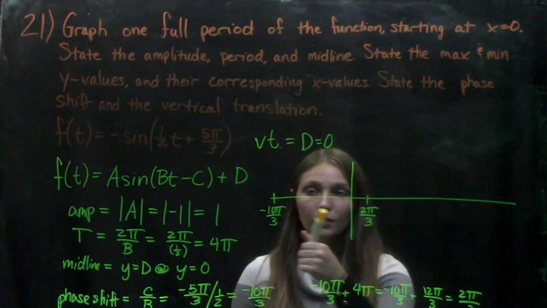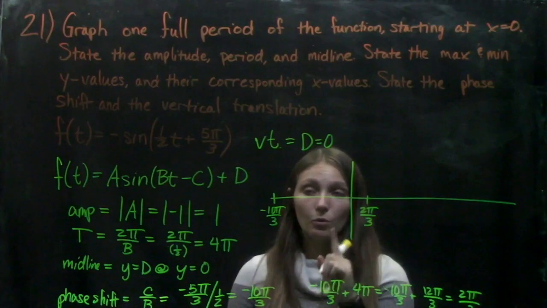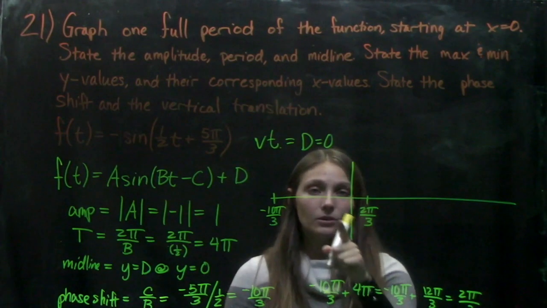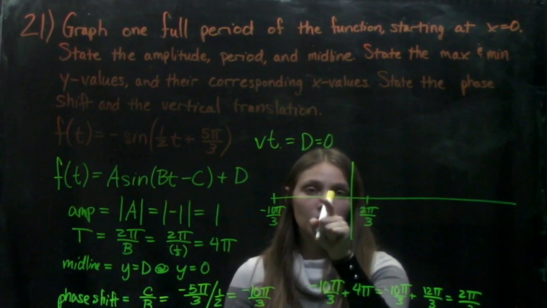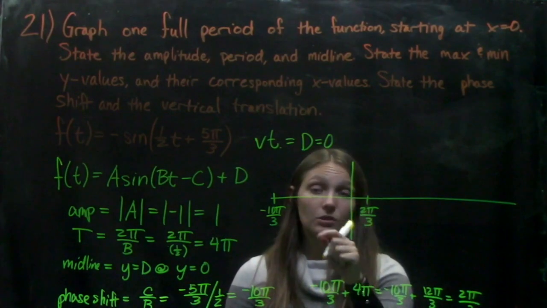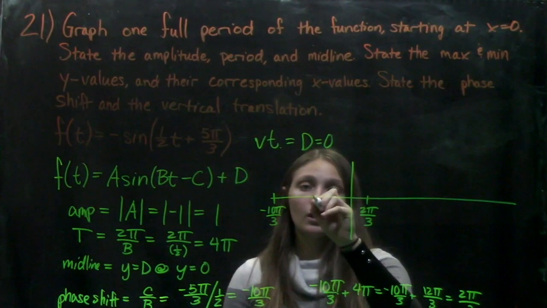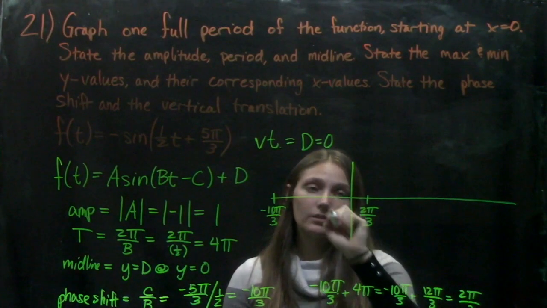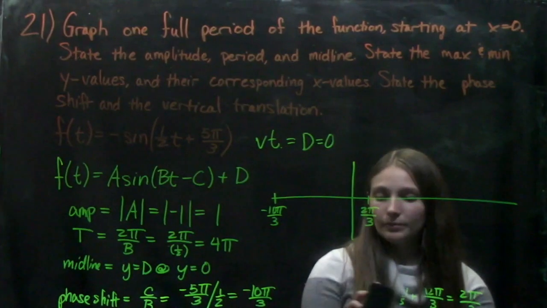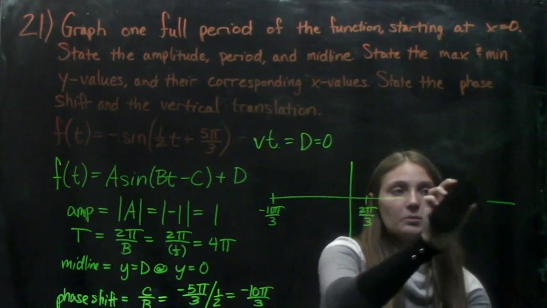Okay, cool. So we've got our endpoints of our graph for one full period. Now what we need to do is find the midpoint of these two and the midpoint of those two to determine where our sine is going to cross the x-axis and where it's going to have its crests and its troughs. So we've got those pieces.